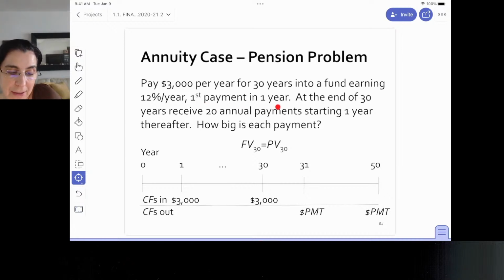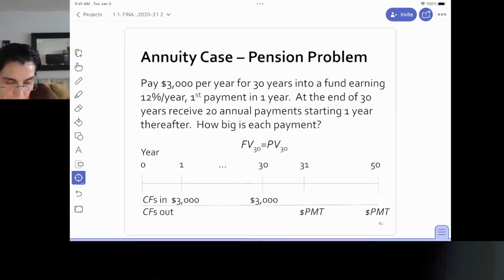Sorry, if the first deposit is in 1 year, that's an annuity. Now, at the end of the 30 years, you start withdrawing from the fund, right? So you've built a fund, a pool of money from which you can withdraw and live on. While you're withdrawing, it continues to earn interest. It'll continue to earn 12%, but your balance is lower each year. And you want to figure out how much you can take out each year to be able to withdraw for another 20 years. So this is a very practical problem, and you have all the tools to answer it.